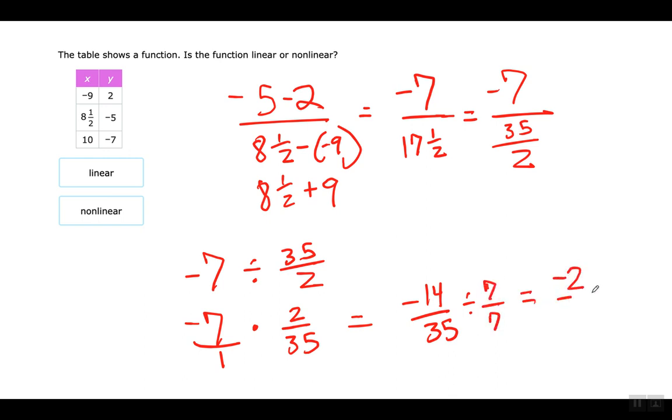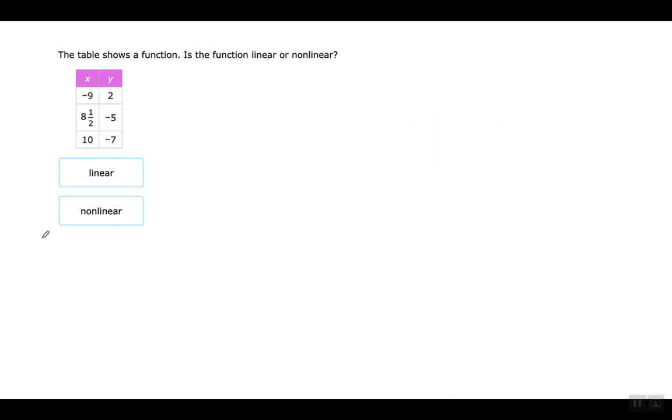And that's going to give me negative 2 over 5. So that's my rate of change for the first two rows. Negative 2 over 5. Now let me check the bottom two rows.